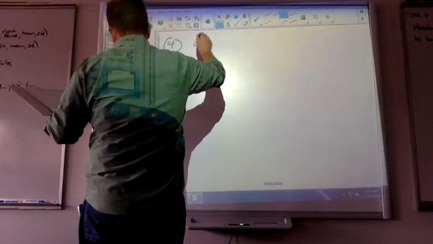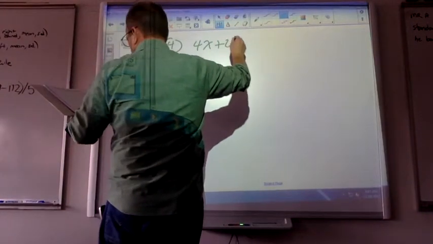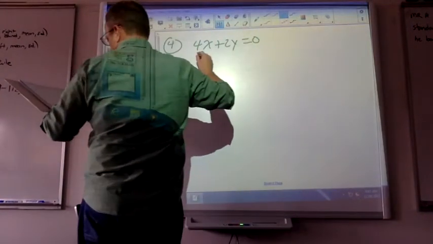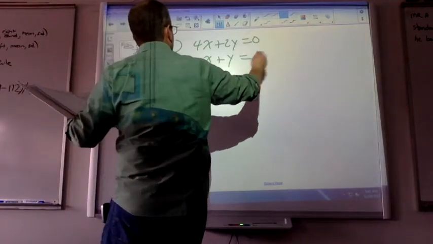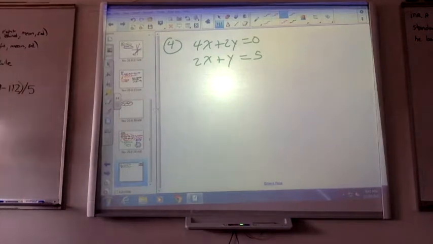All right, problem number 4. I have 4x plus 2y equal to 0, and then 2x plus y is equal to 5. So just look it up there. If I add the equations together, do I have opposite x or y values? No. Do I have one value that's positive and one that's negative? No. Okay. Last thing is, would you like to get rid of x or y? So you have to pick one or the other.